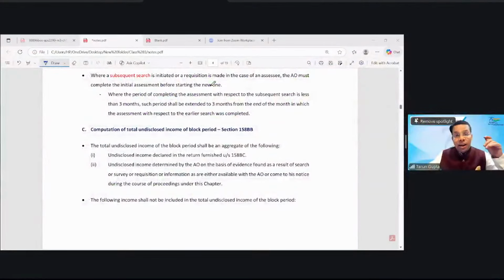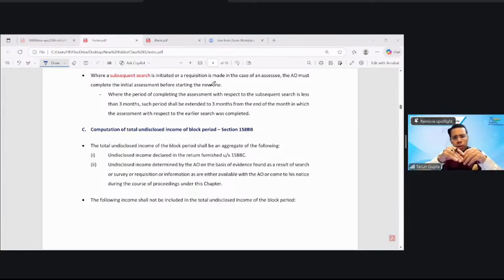So welcome back. So all again fresh. We'll again start. Okay. So what did we discuss? We discussed what happens when there is a search or requisition. In such a case, we have to first identify the block period, which is a period of 6 years plus the current year partly.